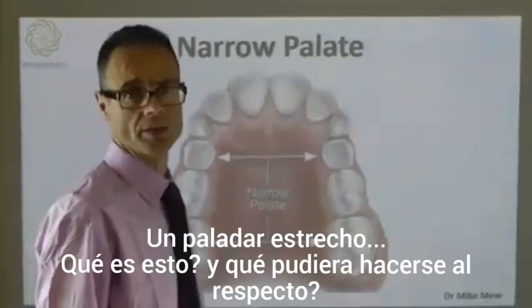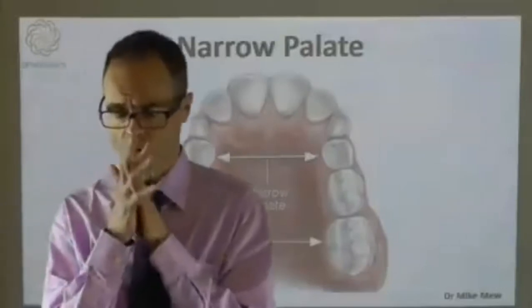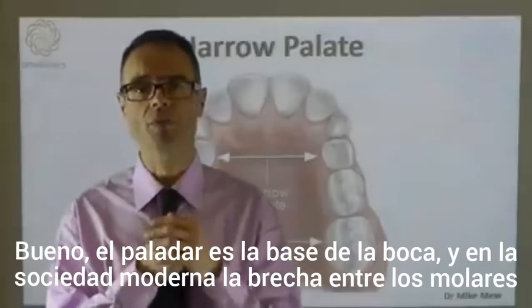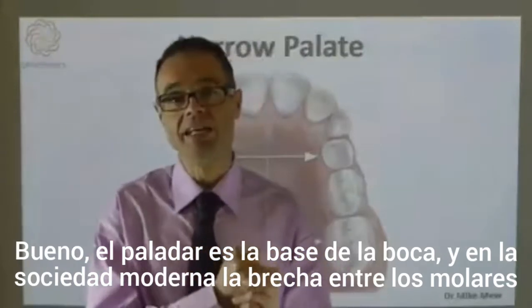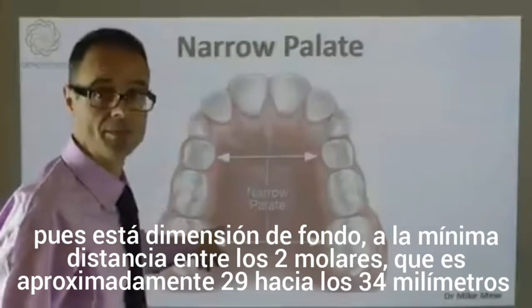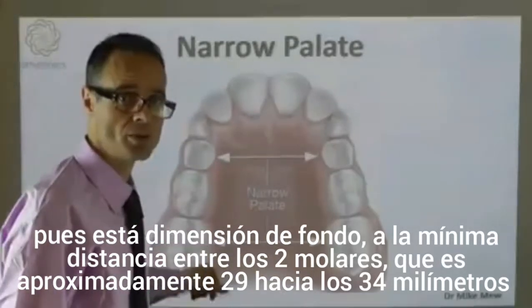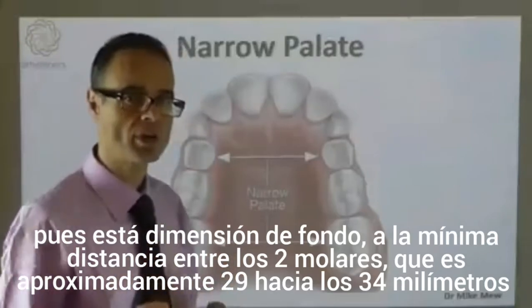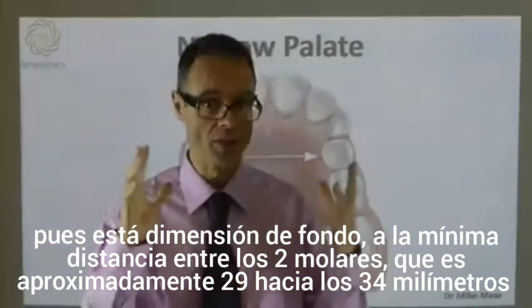A narrow palate. What is this and what can be done about it? Well, the palate is the roof of the mouth, and in modern society the gap between the molars, the minimum distance between the two molars, is approximately 29 to about 34 millimeters.